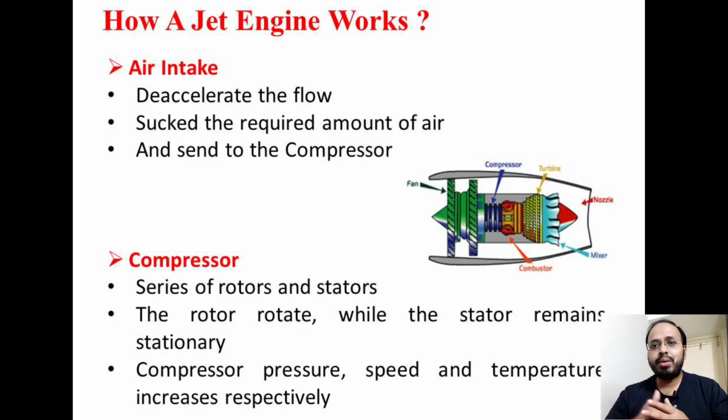And then the second primary component is the compressor. The compressor has a series of rotor blades and stator blades. With the help of that, the compressor compresses air to the required amount. The air passes through to the compressor, which is capable of increasing the pressure, speed and temperature respectively. So this is the main function of the compressor, the second primary component of the jet engine.